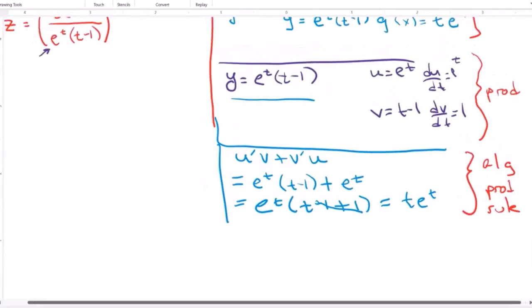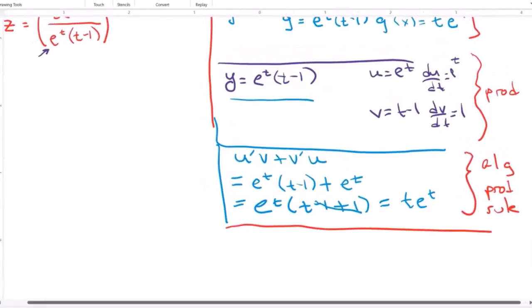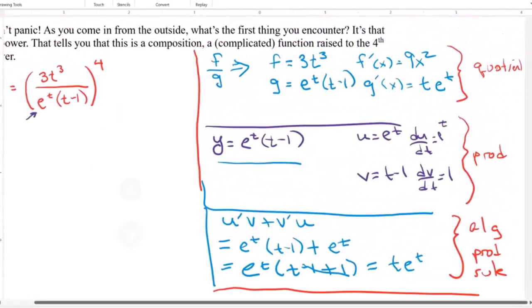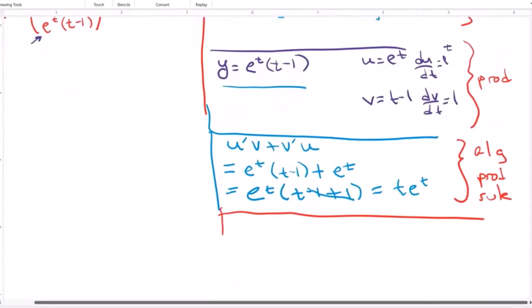Actually, I'm going to have to kind of go this way, I think. So now we have f over g, and we want to find the derivative of that. That would give me the derivative of my inside function, wouldn't it? So let's see what we get. Well, we have a quotient rule. F prime g minus g prime f over g squared.